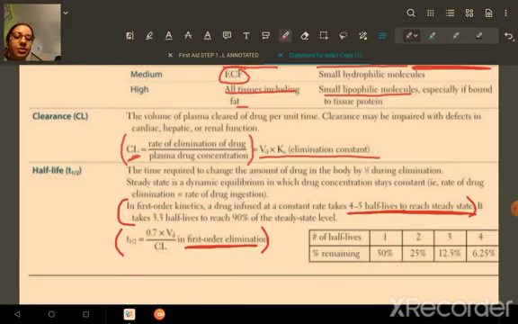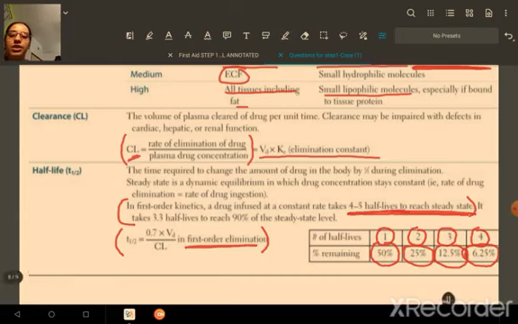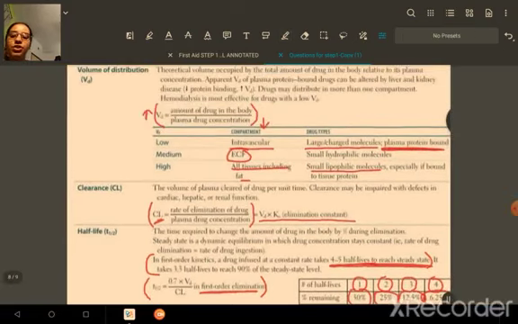We can see here, in one half-life, the drug will become 50% of the original value. In 2 half-lives, it will become 25% of that original value. In 3 half-lives, it will become 12.5% of that value. And at 4 half-lives, it will become 6.25% of the value. So it will take you 4 to 5 half-lives to reach the steady state. And these were the 3 things: volume of distribution, clearance, half-life, that we needed to know in that question.